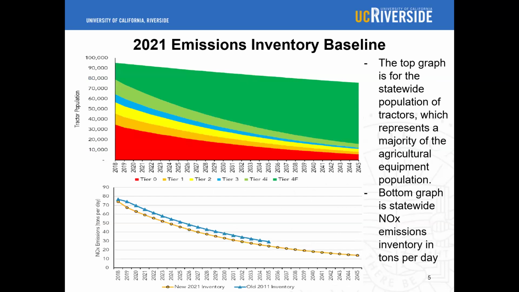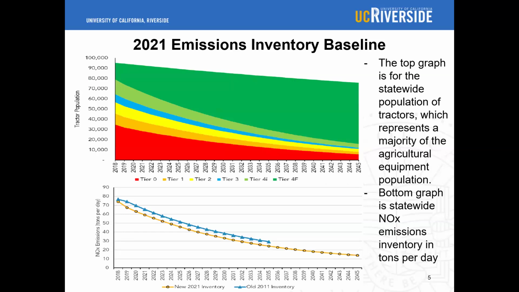So just as part of a background to set a context for the work, we can look at some of the emissions inventory here. And here we are looking at the population of ag tractors statewide. And the reason we focused on tractors for this study is that they represent the vast majority of the agriculture equipment population. So we felt that was a good thing to focus on in terms of doing our measurements.